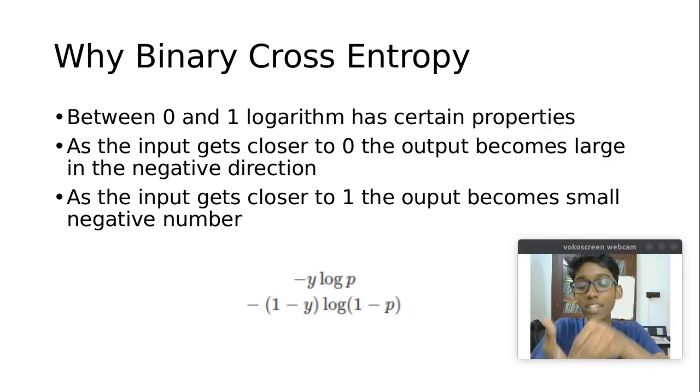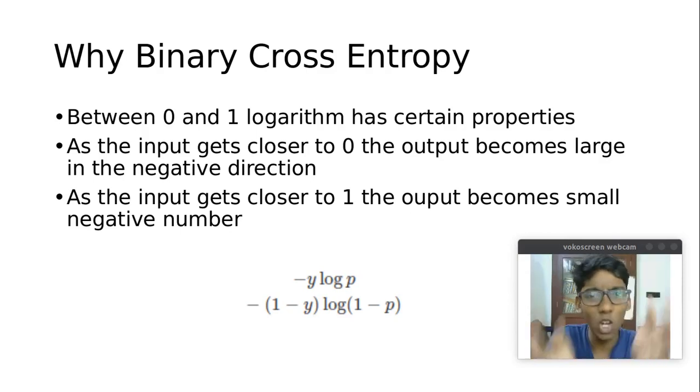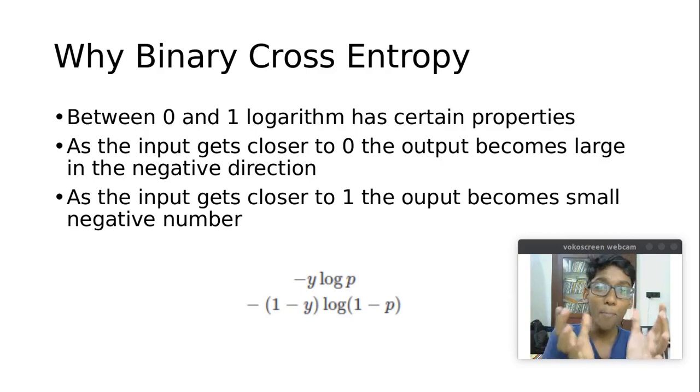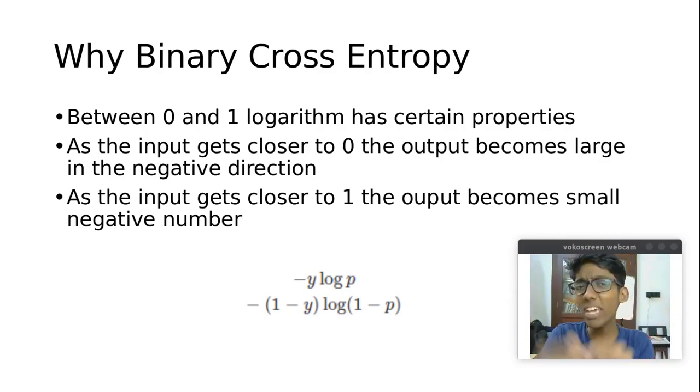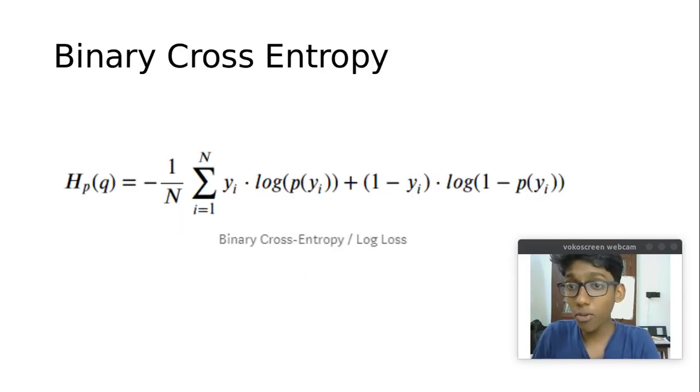See, once you input a value which is really close to 0 in a log function, we get a large negative output. And if we input a value really close to 1, we get a small negative output, probably like negative 0.0015 or something. And how does this fact help us? If you notice in this equation, suppose this yi, these are labels, right? So it can either be 1 or 0.